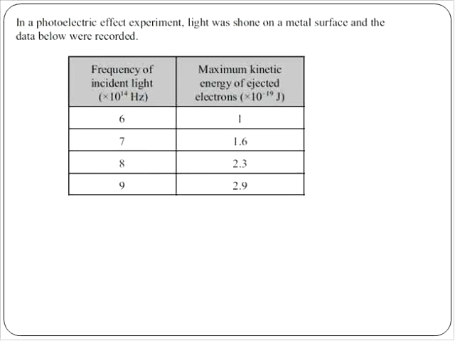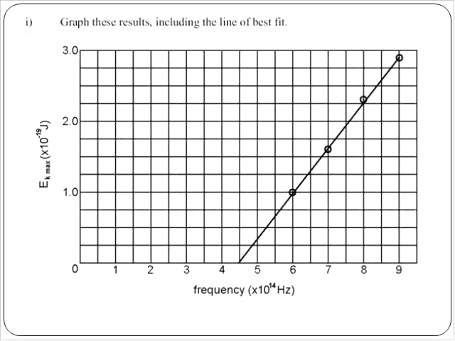All right, here's a different type of one. In this one, you were given a photoelectric experiment, light was shone on a metal surface, and the following data was collected. Frequency of light, maximum energy of electrons. Okay, so at all these frequencies, these were the energies. And you were asked to draw a graph of that.